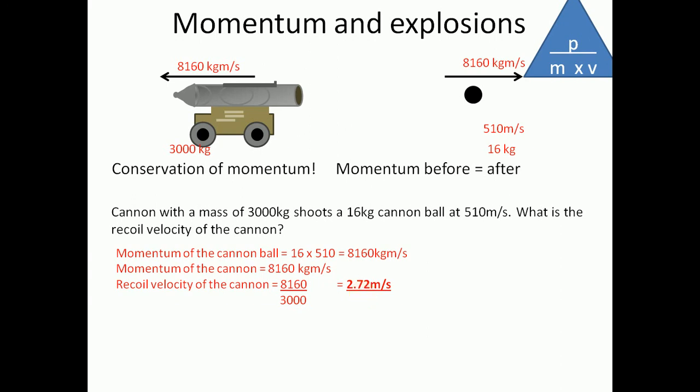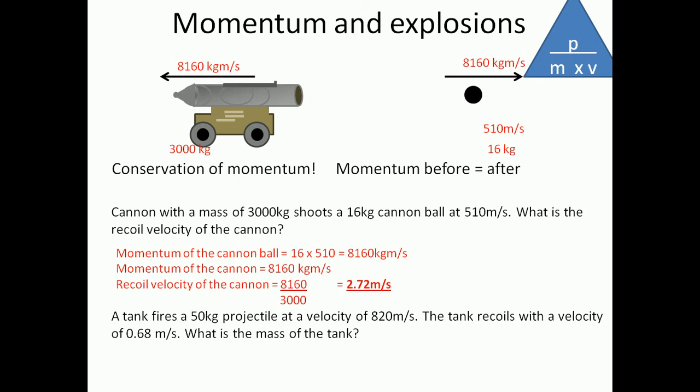So a tank fires a 50 kilogram projectile at a velocity of 820 meters per second. The tank recoils with a velocity of 0.68 meters per second. What is the mass of the tank? Okay, so the first thing I would do if I was given this question is I would go ahead and doodle a diagram, since they haven't given me one.